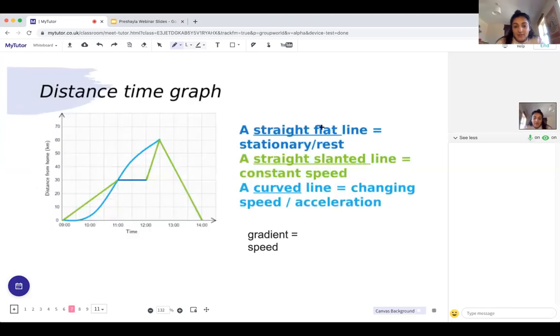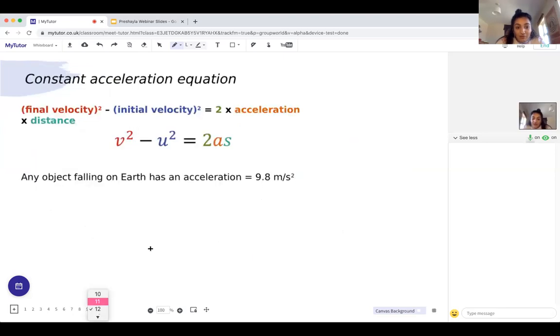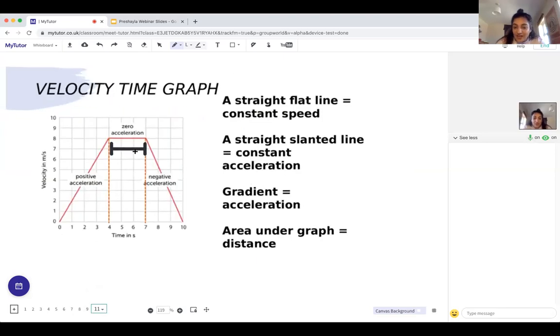In a distance time graph, a straight flat line meant rest. The car's not even moving. In a distance time graph, a straight slanted line meant a constant speed, and a curved line meant acceleration. However, in a velocity time graph, a straight flat line means constant speed, a straight slanted line means a constant acceleration, and the gradient can be interpreted as acceleration.